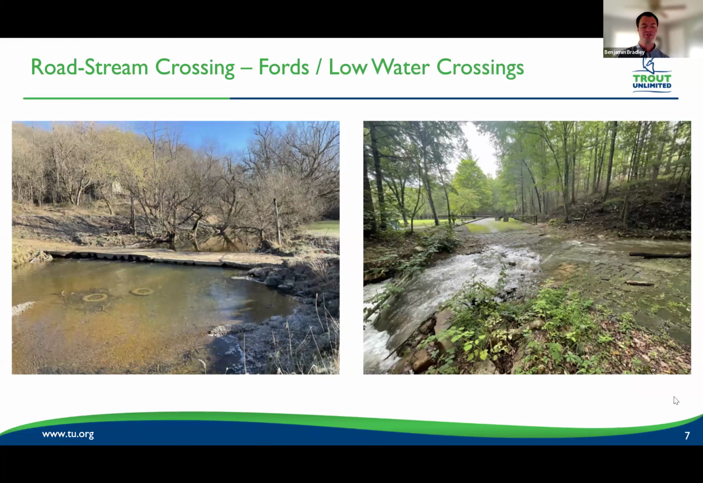Another type of common structure at road stream crossings is called a low water ford or a low water crossing. Typically, you'll see pretty much a concrete slab that goes just above the stream, or the concrete slab will sit on the stream bottom, but it essentially lets traffic drive over the stream as long as it's in low water conditions. You'll see a lot of these on farm roads or really low volume private roads.